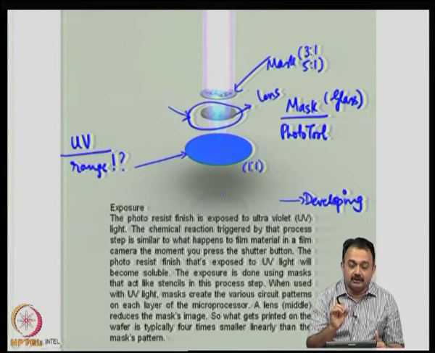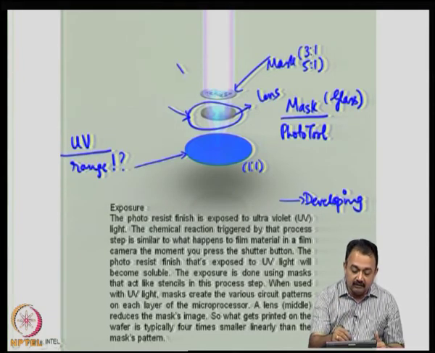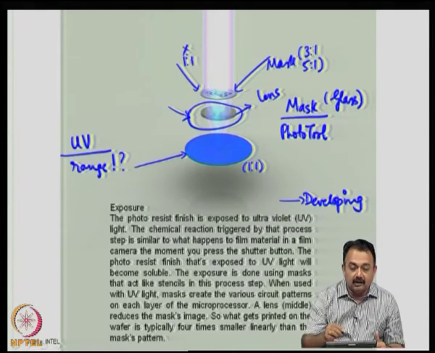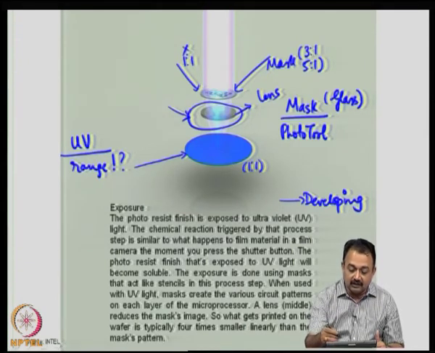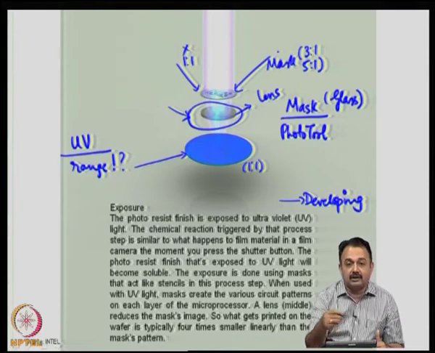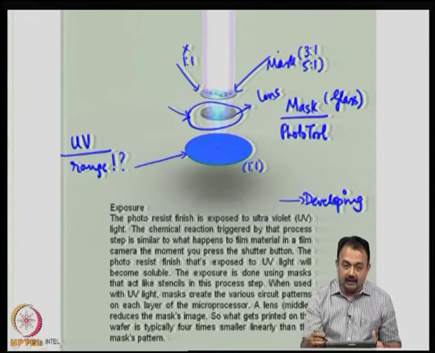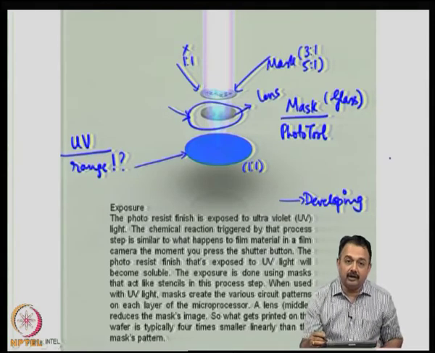The lens here actually collimates, it does a good focusing and it brings a good resolution. So, typically in this kind of manufacturing, you do not want to start with a 1:1 mask, because if you use a 1:1 mask, you will lose out on the resolution. That is the reason why we start with a mask which is 3 times or 4 times or 5 times larger than the required dimensions.